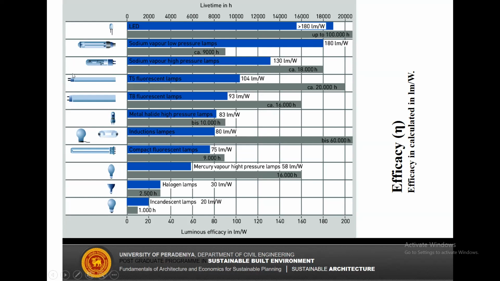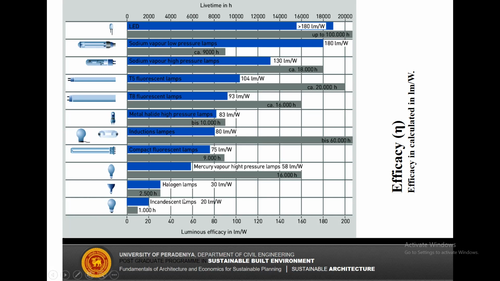Sodium vapor lights. So wherever you can, the sustainable way of doing it is to look at the color rendering index, look at the function of the space, and then see whether we can use these lights. So if possible, you can go for them. The high pressure sodium vapor lamps have about 130 lumens per watt.